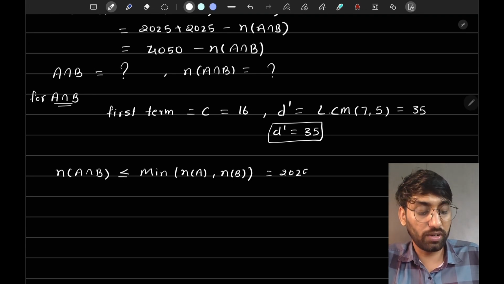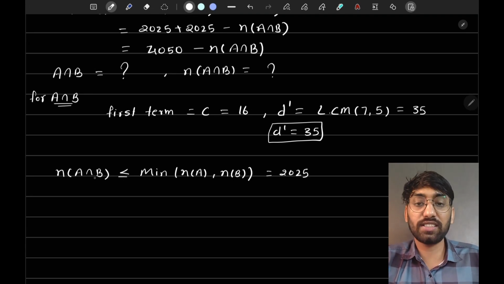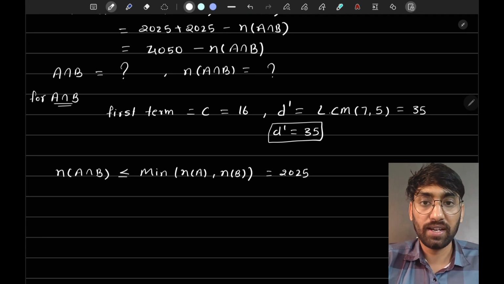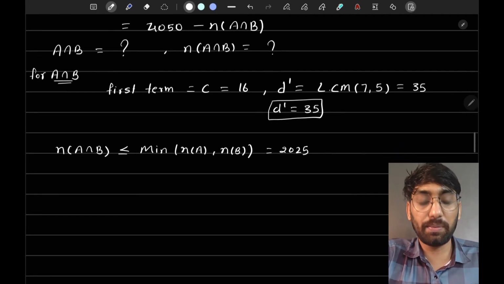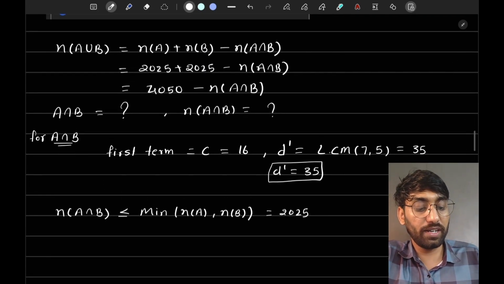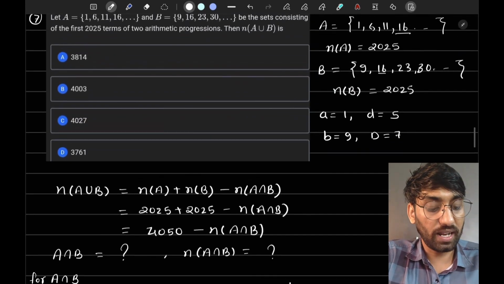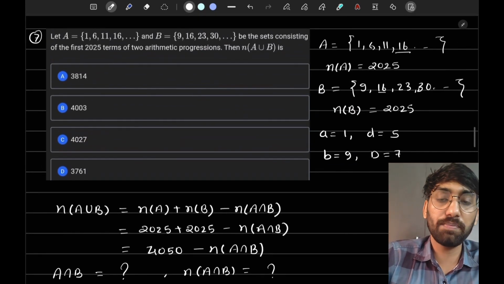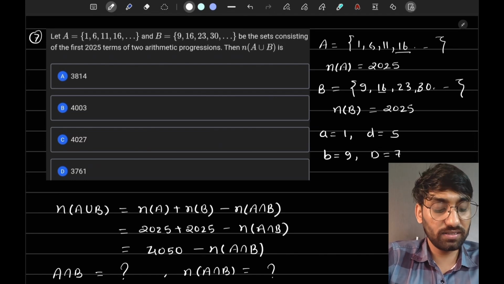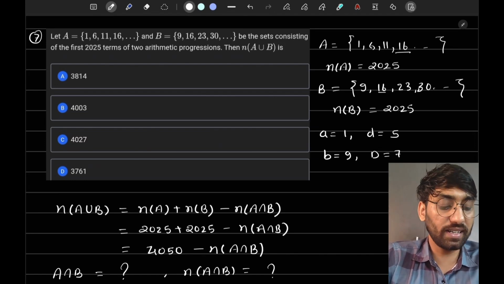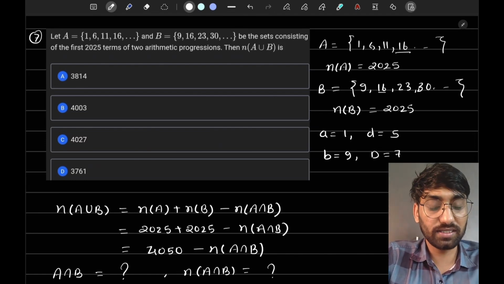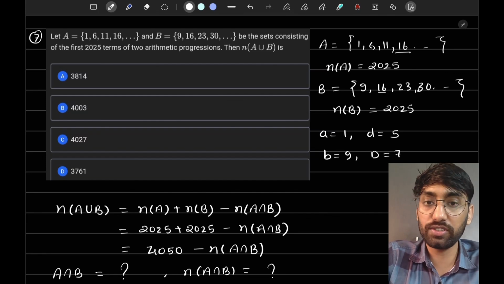2025. So what will happen? At least this intersection will have less than 2025. So I'll just calculate how many there will be. Okay, so for that, what will I do? I will calculate the last term of A and the last term of B as well. After looking at that, I will see where the last term of the common sequence will lie.